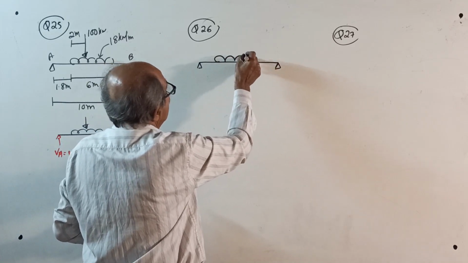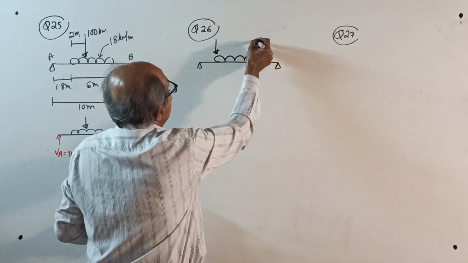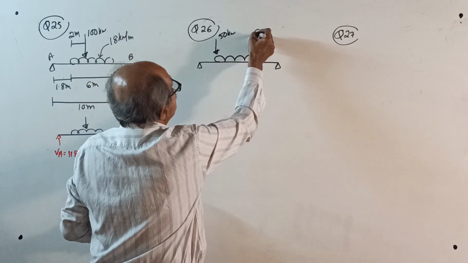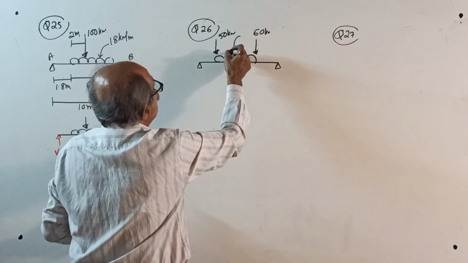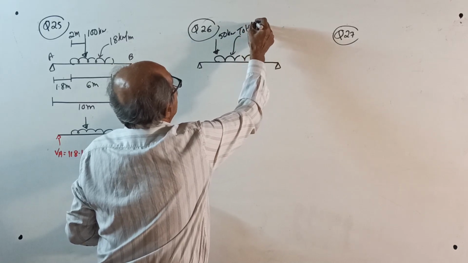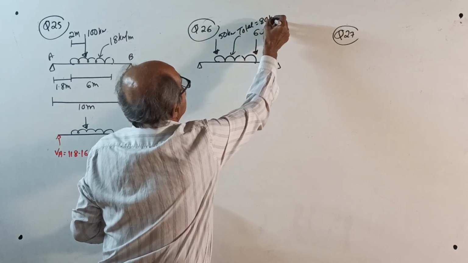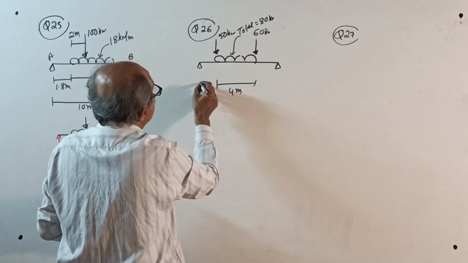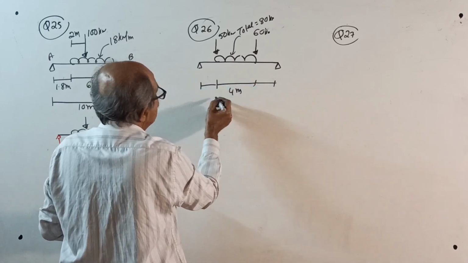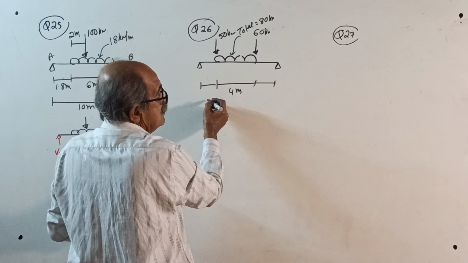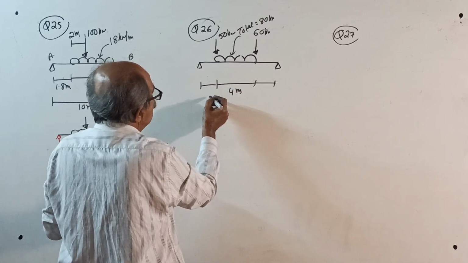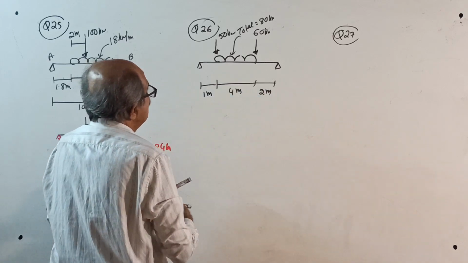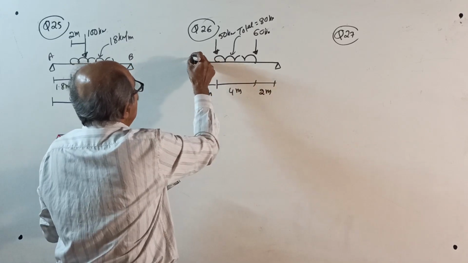Partial UDL at both ends with one point load each. The loads are 50 kilonewton and 60 kilonewton, and this time I will give you the total load. Total load equal to 80 kilonewton. This is 4 meter, and the gaps at both ends are different. This is 1 meter, this is 2 meter. A little out of scale, manage it. AB. Okay, no problem.